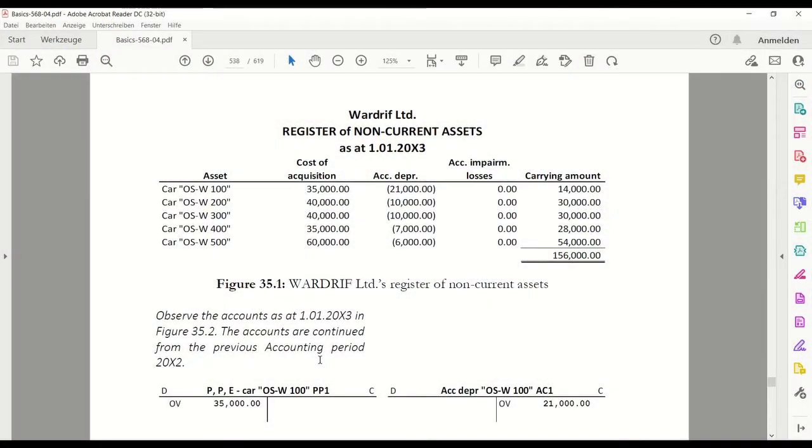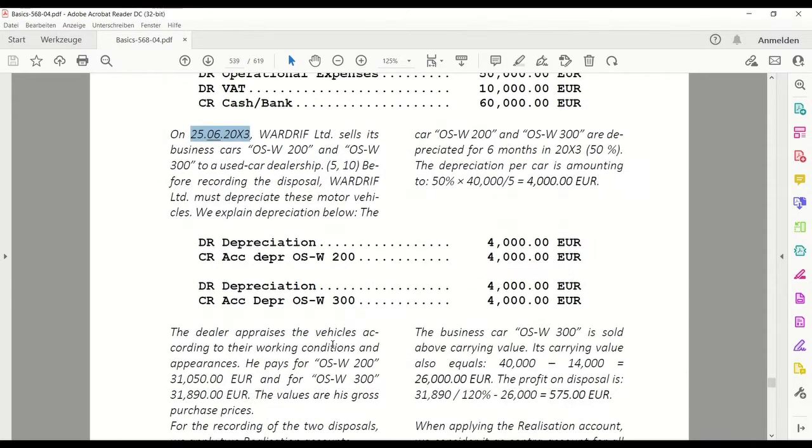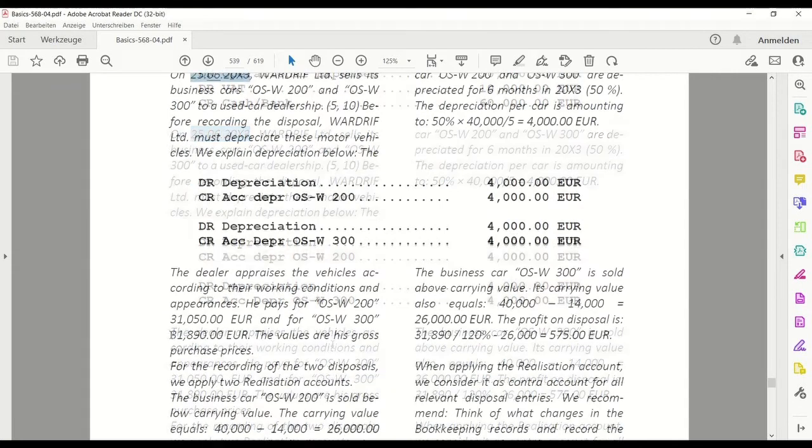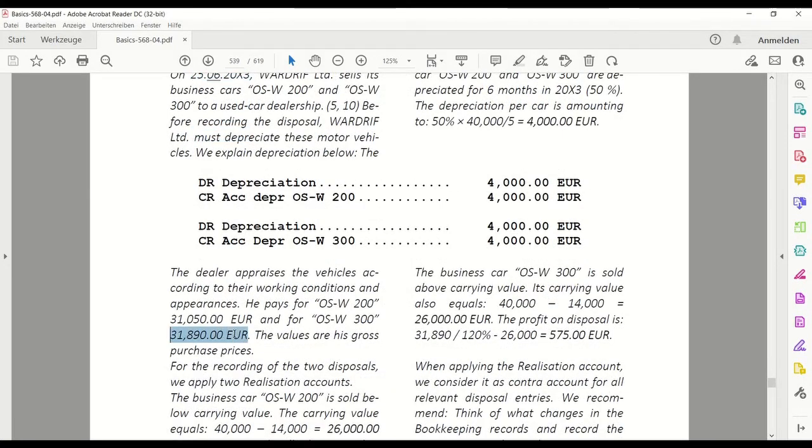At the beginning, we take a look at WARDRIFT Limited's register of non-current assets. In the third line, we find the car which is indicated by OS for Osnabrück W300. Its cost of acquisition is 40,000 and accumulated depreciation is 10,000. On the 25th of June, WARDRIFT Limited sells the car. Before we record the profit on disposal, we must record depreciation. It is 4,000. The dealer is prepared to pay for the car 31,890 euros.